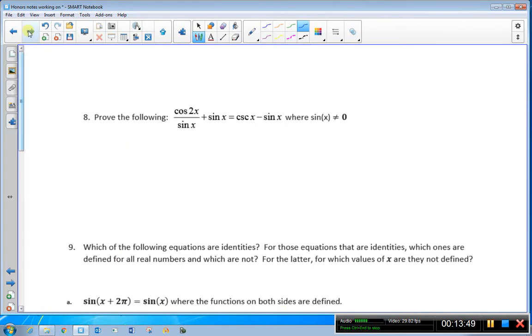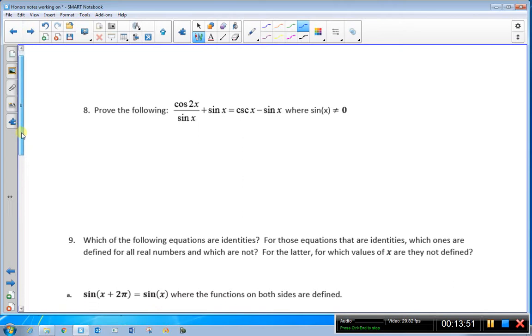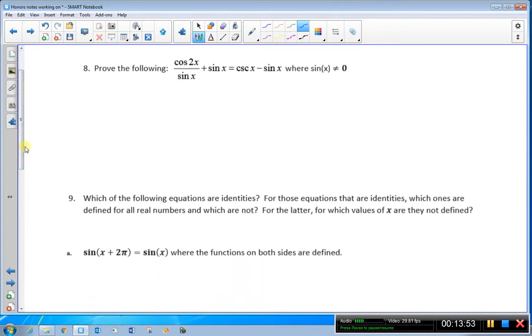Okay, next one. Prove the following. Okay, same thing. Work with the left side, work with the right side. So the cosine of 2x we have a formula for that we could use. We could try the cosine squared minus sine squared. You get to pick one of the 3. So let's try cosine squared minus sine squared.